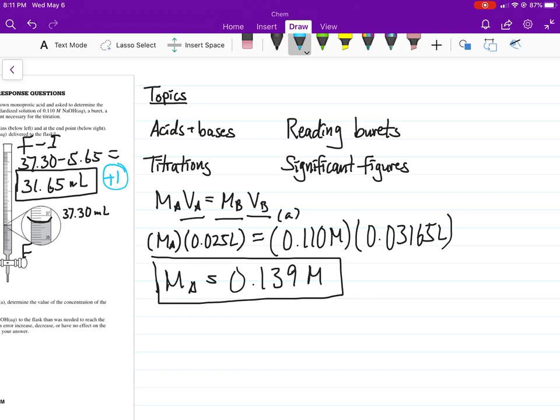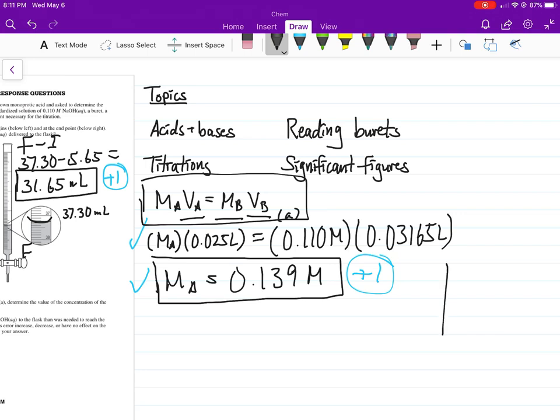So for this question, if you have the correct setup, you should get the correct molarity, and this will give you 1 point. So going back to this equation, the reason this works is because if you have a titration curve, right, at the equivalence point, it is where the moles of acid is equal to the moles of base, or the moles of hydroxide is equal to the moles of hydronium. So this is how we can set them equal.